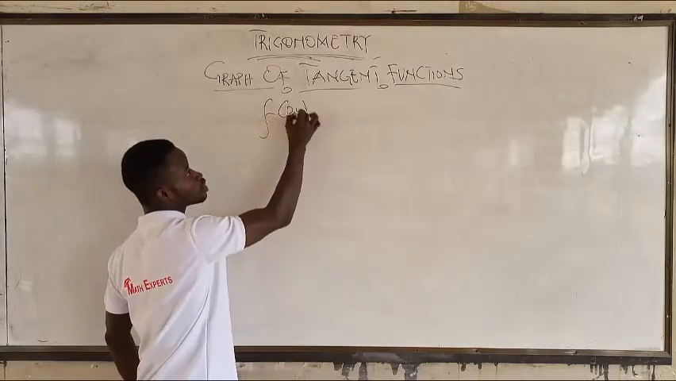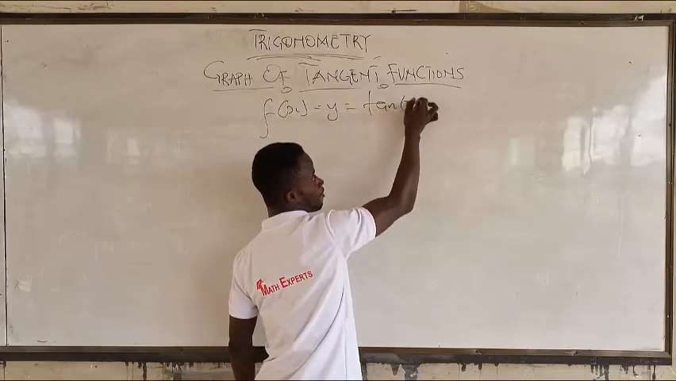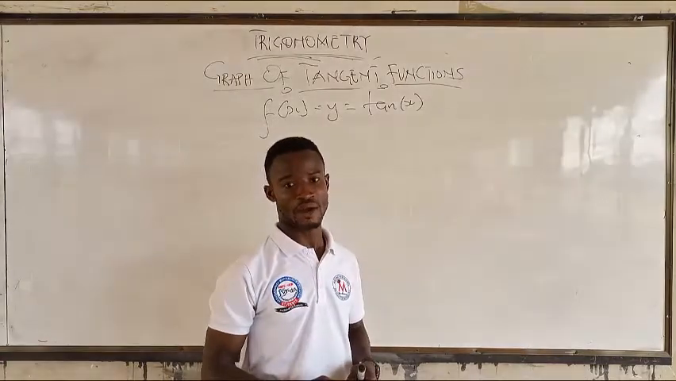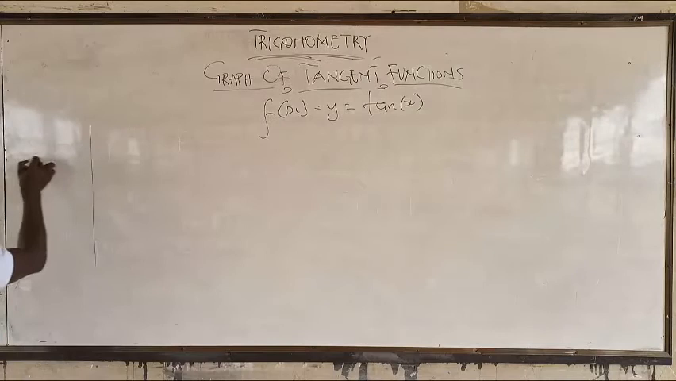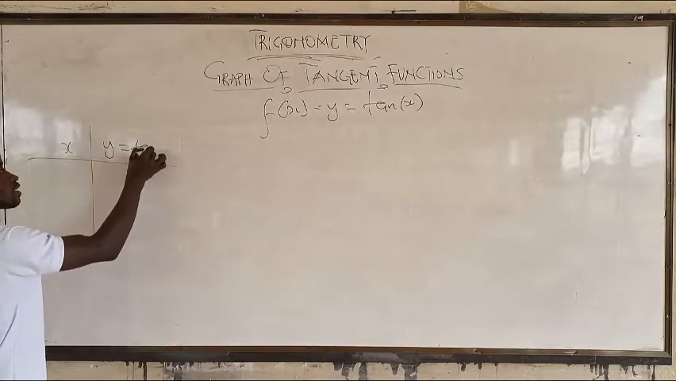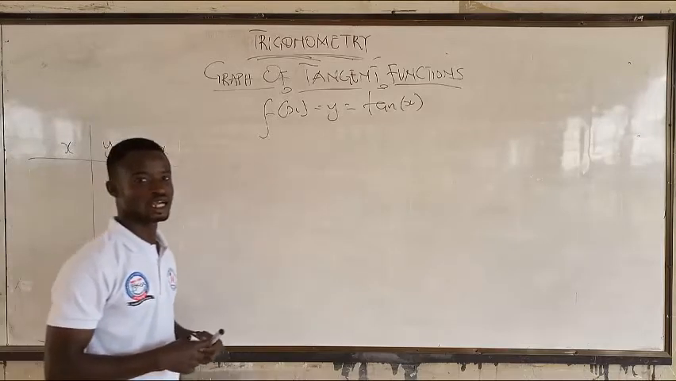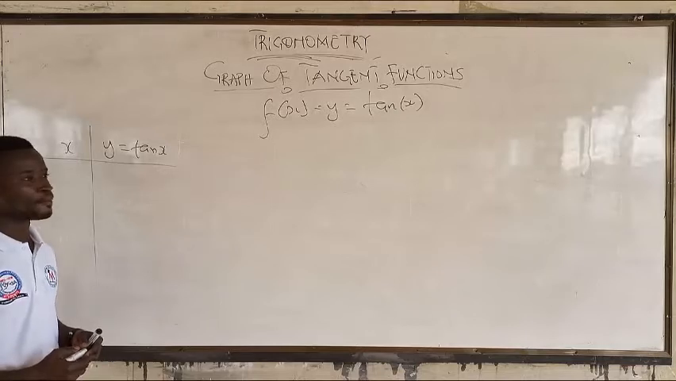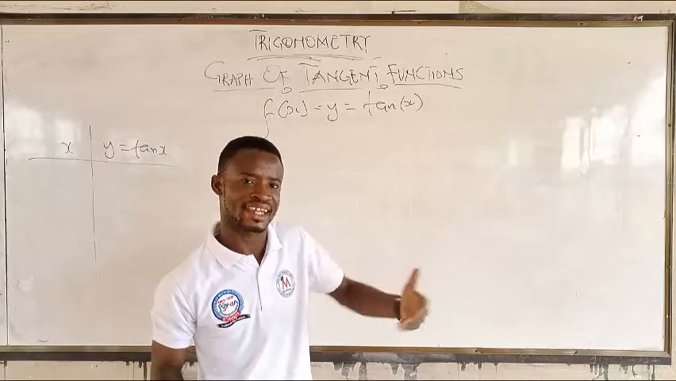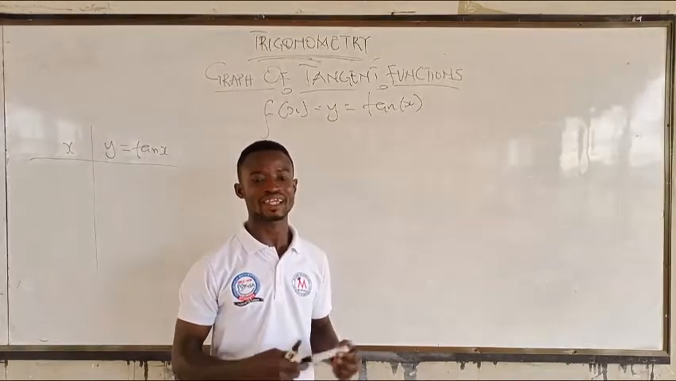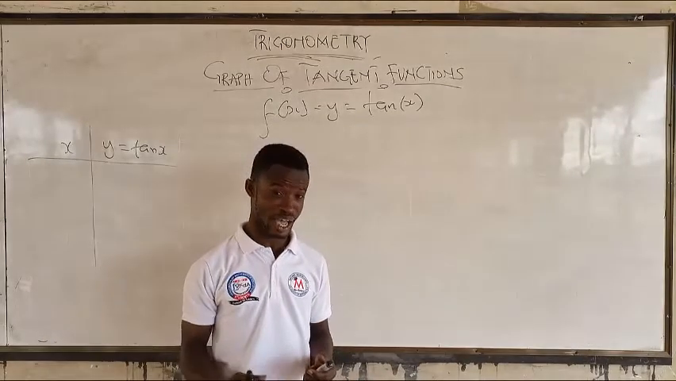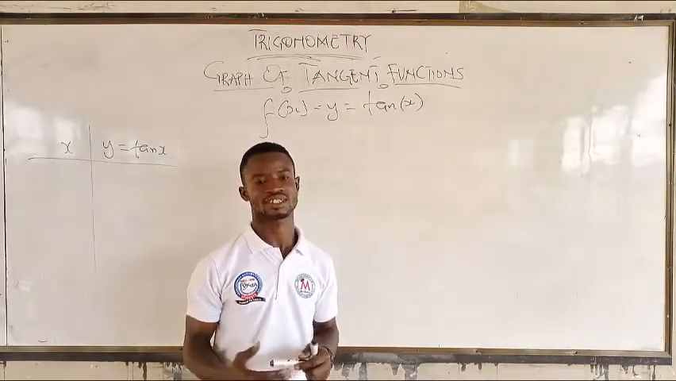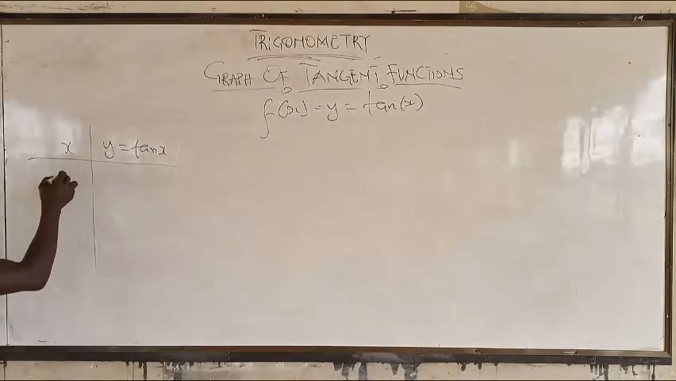So having f of x equal to y will be the same as tan x. So we start by coming up with our table. x, y is equal to tan x. Now for tan, because of its nature, it's always advisable for you to include the negative part. Alright, very good. And also the interval, you can choose the interval of 45 degrees, and that is going to help you for the graph of tangents.